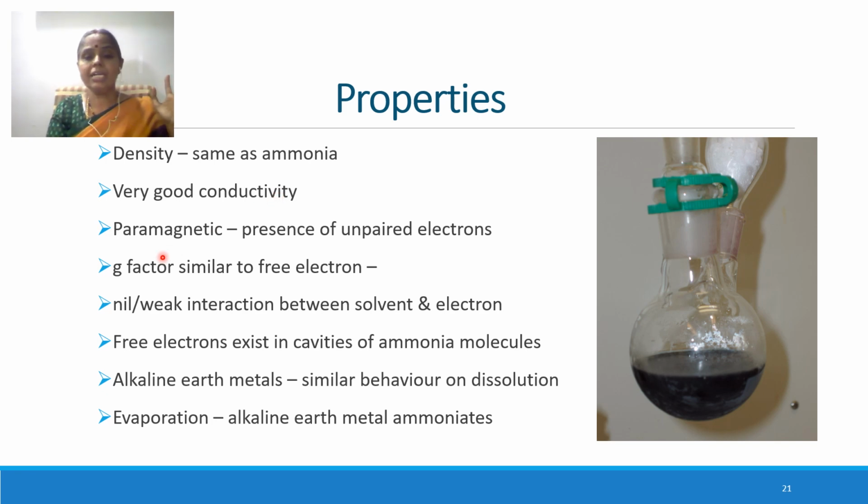They are paramagnetic. Whenever there are unpaired electrons, such substances are characterized by paramagnetic behavior. What is paramagnetic behavior? The property by which a substance is attracted into an external magnetic field. So, they exhibit paramagnetic behavior, which is indicative of the presence of unpaired electrons.